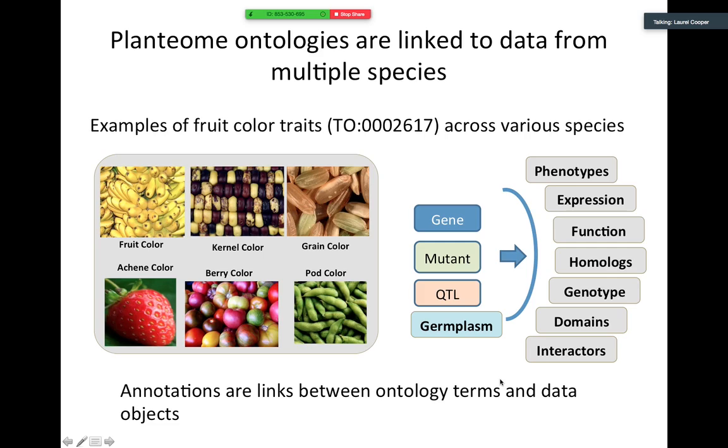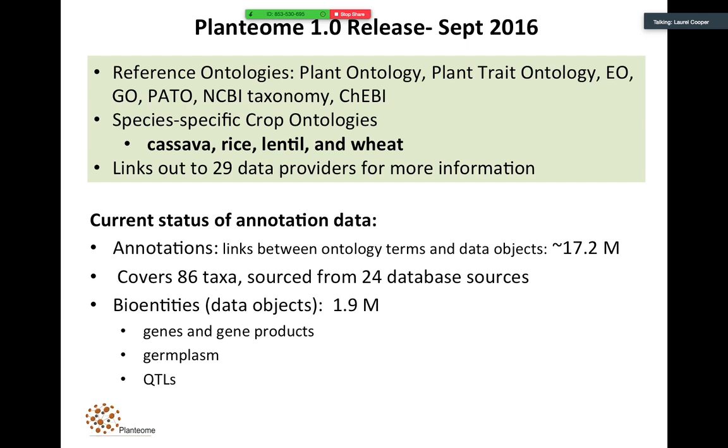And so an important thing to remember is that in the Planteome and in most ontologies, such as the gene ontology, there's the ontology terms, there's the data, and in between those are the annotations, which are links between the ontology terms and the data objects. And that's what gives the database the power, because you have the relationship between the ontology terms and that hierarchy and the data that exists in there.